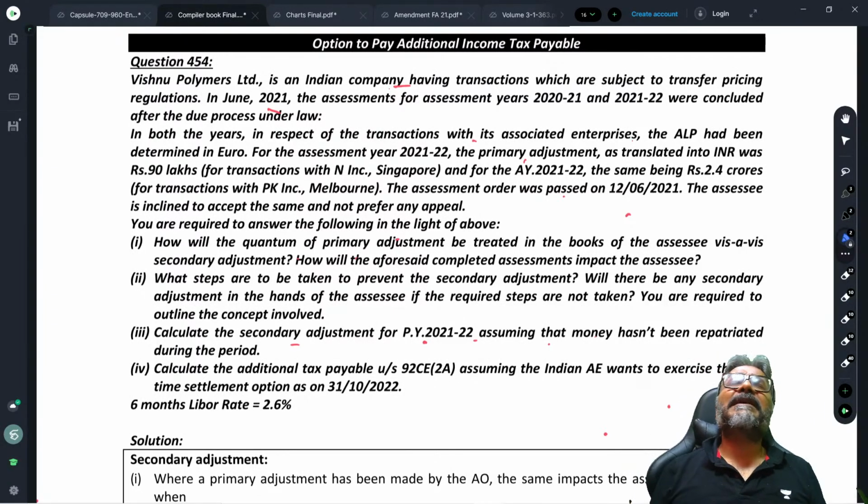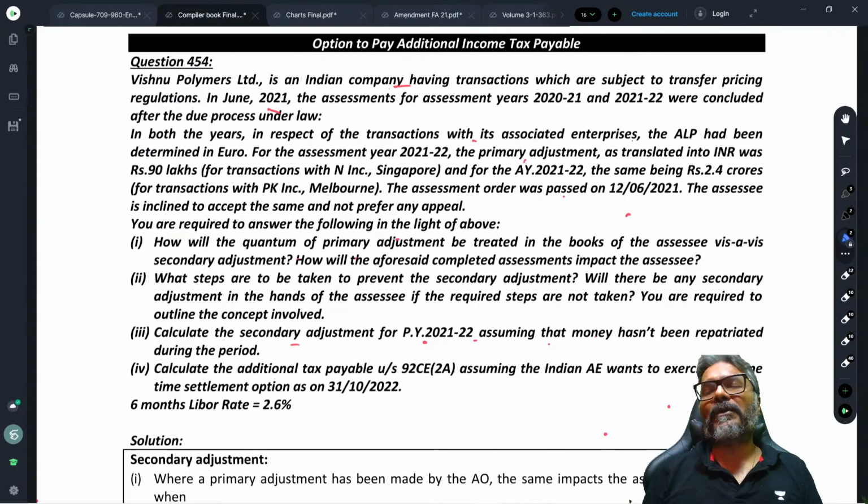So in the first case where he does not prefer an appeal, the interest rate that would be considered, students, would be from which date? The date would be the date when the order was passed by the assessing officer. That is the relevant date that has to be taken into account.